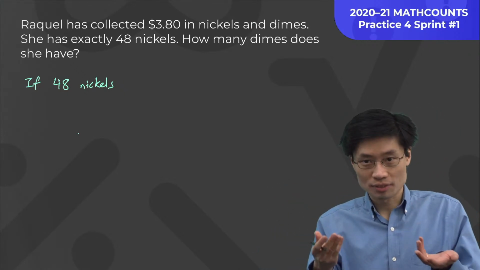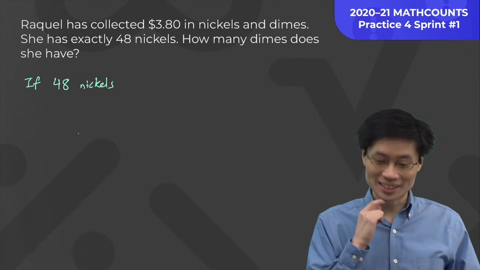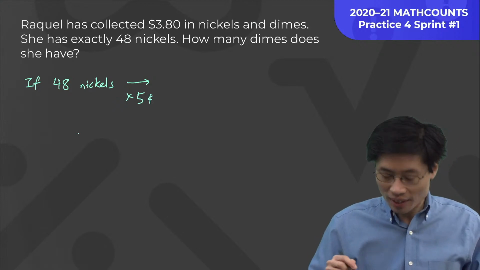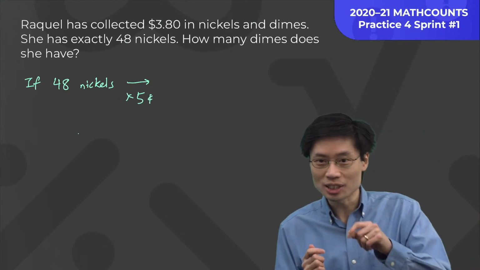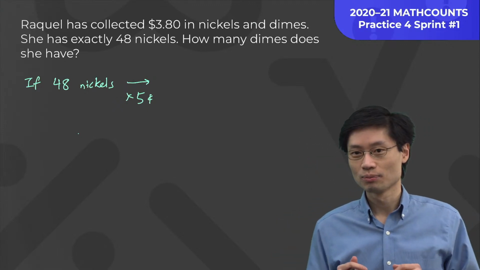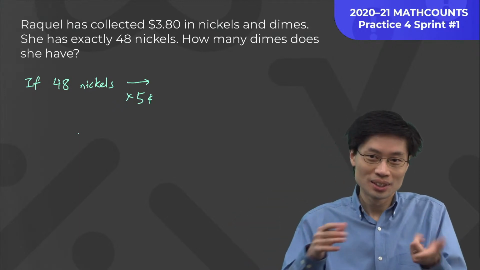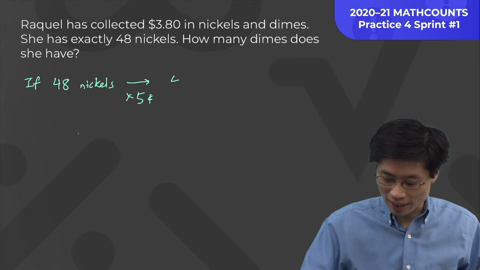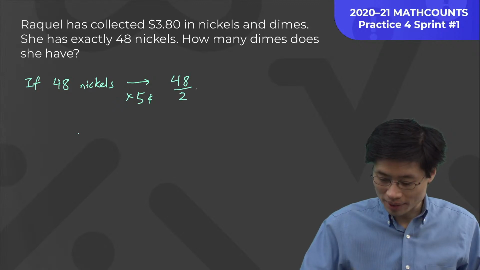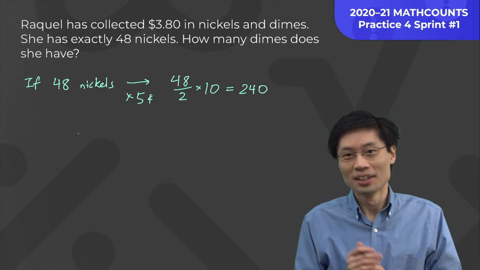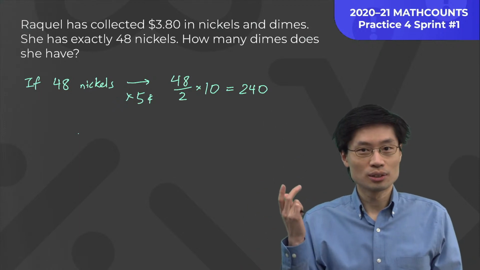A nickel is 5 cents, right? What's the easiest way to think of this? The amount of money is 48 times 0.05, times 5 cents. If I want to multiply something by 5, the easiest way is to multiply it by 10, but then you have to divide by 2. So multiplying by 10 and dividing by 2 is the same as 48 divided by 2 times 10, and that's equal to 240. That's because it's easy to divide 48 by 2. And now 240, that's $2.40.